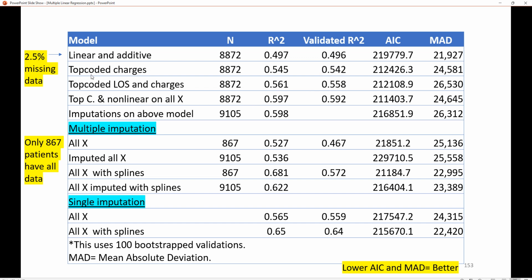And then in that second row, the description is top-coded charges. For that data, we've top-coded the charge values, and about the top 5% are top-coded at the lowest value within the top 5%. And then in that third row, we have top-coded length of stay. So we've also top-coded the length of stay variable since it's also skewed. And in addition to that, we've also top-coded charges. Fourth row, it's top-coded charges, and it's nonlinear on all our predictors. And in that fifth row, we have imputations on the above model. So you can see under the sample size, it's 9,105.